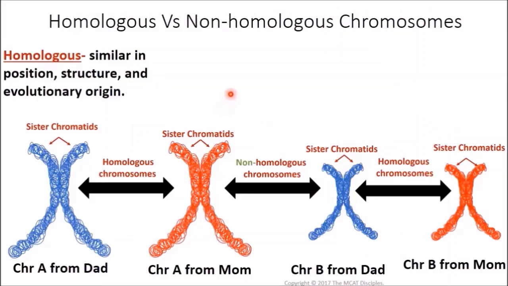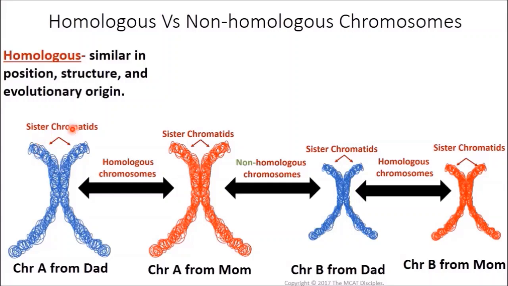I also want to go through this terminology: homologous versus non-homologous chromosomes. Homologous just means that you're similar in position, structure, and evolutionary origin, but that doesn't really help you much. So let me go through this. Say we have chromosome A from dad and chromosome A from mom. Since they're both chromosome A, they're both going to have, let's say, gene A right here and gene A right here. However, they're not identical. They're in the same position. All their locuses are in the same positions. All the genes are in the same positions. But they may have a few different nucleotides in a few different places. So if this was gene A allele A, she might have gene A allele B here. So they're not completely similar. They're very similar, but they're not identical.